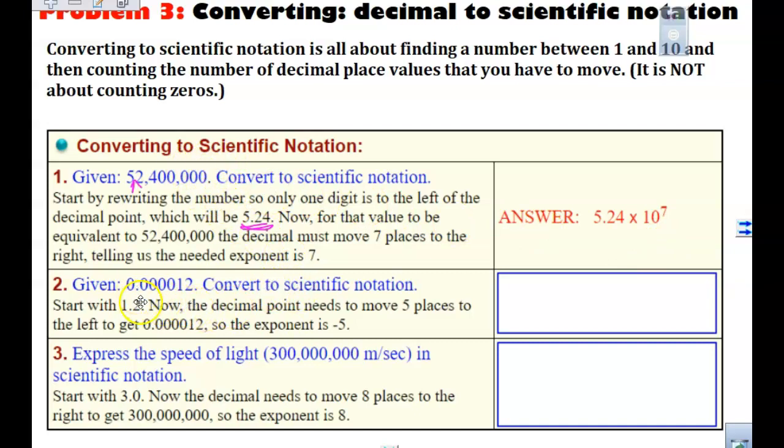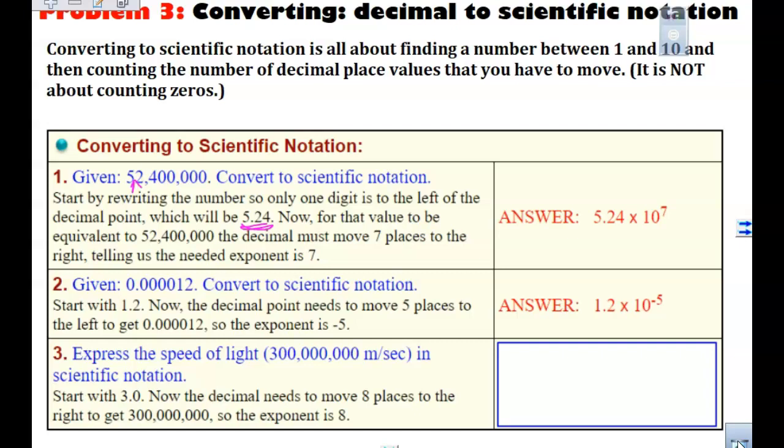The next one, I have a really small number, which means my exponent has to be negative. I have to get a number between 1 and 10, so I go 1.2. How many places do I have to move my decimal point? And here's a really cool thing about those negatives. How many zeros do you have in front of the 1, 2? We have 5. That's going to tell us our exponent in scientific notation. When I'm looking at a number, I want to count the number of zeros. That's kind of my hint because there's one in front of the 0 plus the rest of them, which meant I had to move it 5 places.